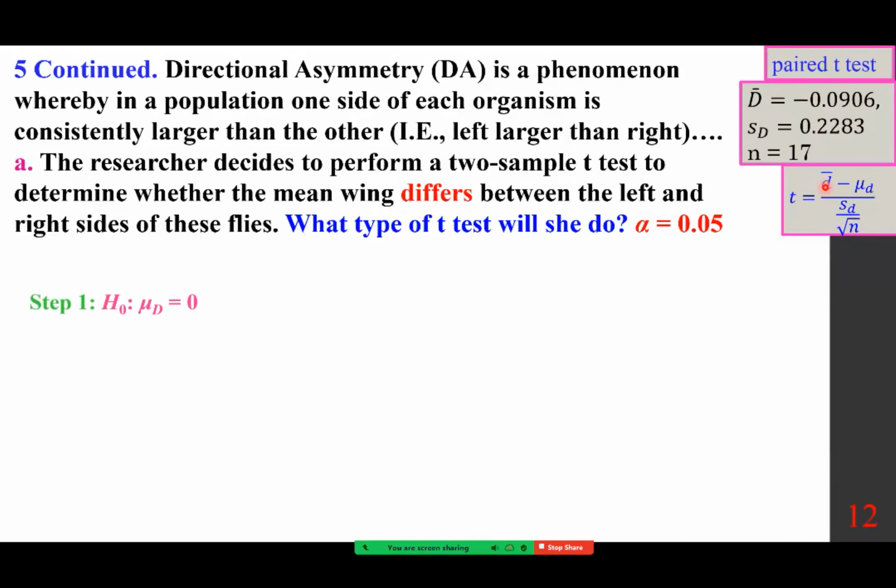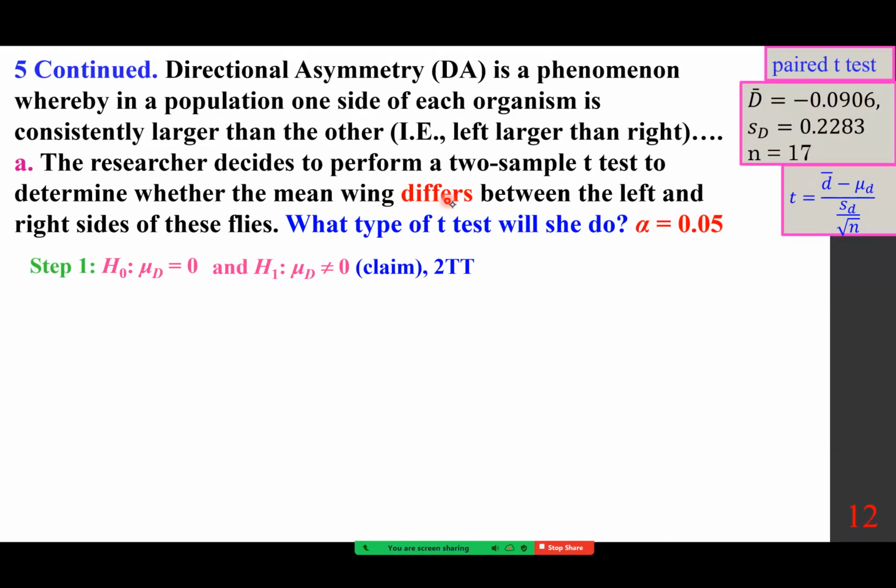So step one, H0: mu sub d, or simply mu, is equal to 0. Remember, we would write just mu equals 0, because we are checking to see whether they differ. So H1: mu sub d is not equal to 0. And since we are checking that, we're going to go with the claim. By the way, not equal means two-tail test. So this has got to do with this inequality.